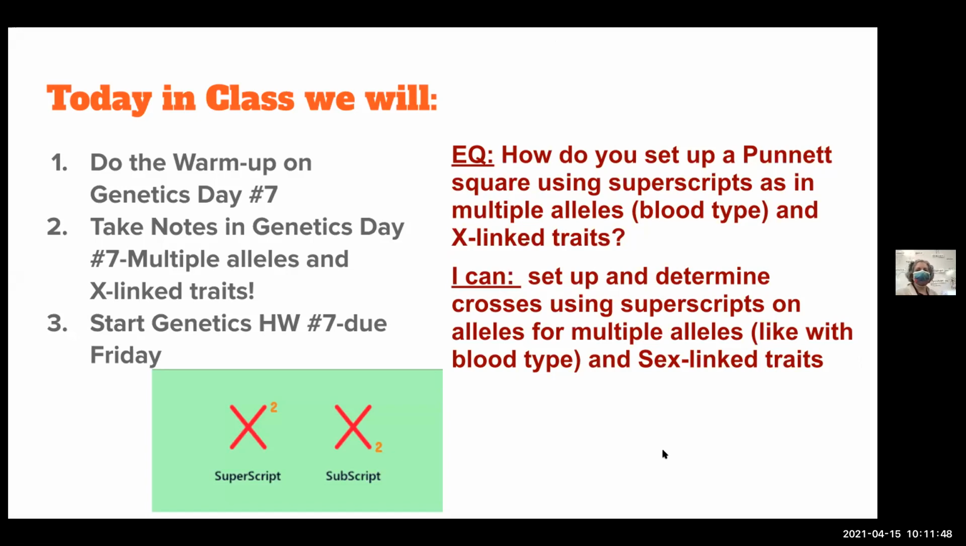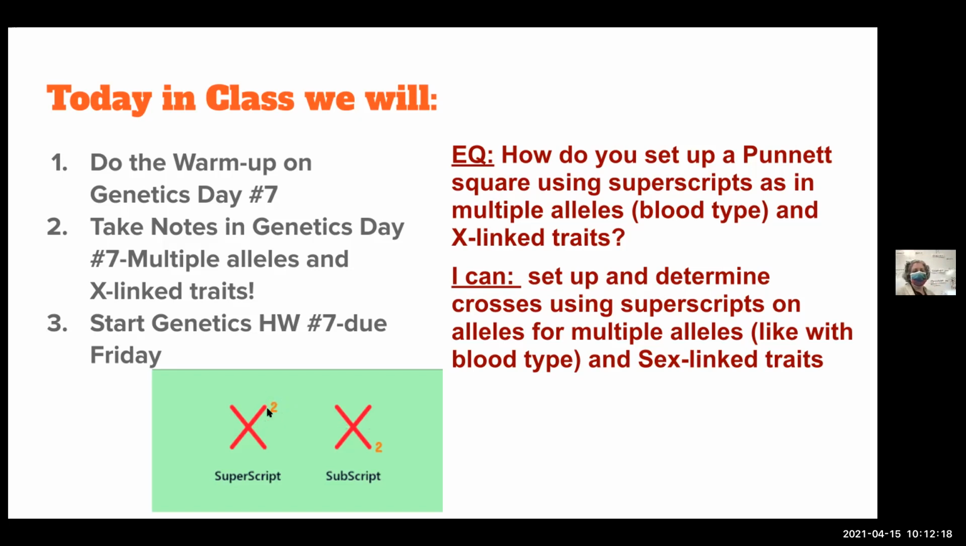All right, so today, when we get into day 7 notes, you are going to be filling in Punnett squares where you must include a superscript along with the chromosome. So what is a superscript? Well, super means above. So think about like Superman. He flies above us, right? Super. So superscripts, we write them up in the upper right-hand corner like this, okay?